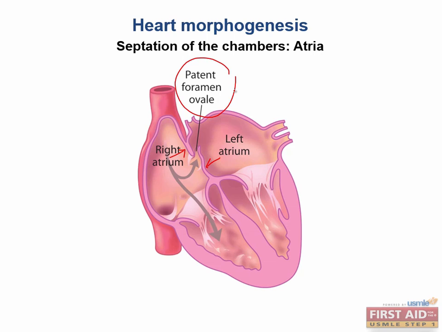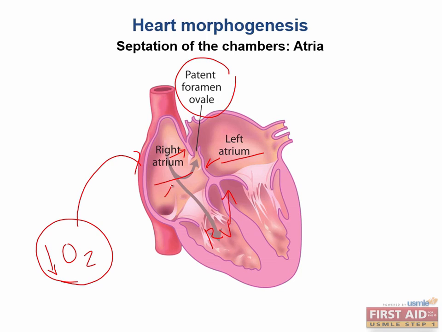This is now an abnormal communication after birth between the right and the left atrium. It will allow deoxygenated blood from the venous circulation to bypass the right ventricle and pulmonary circulation and go straight into the left atrium. So how are you going to be tested on this?